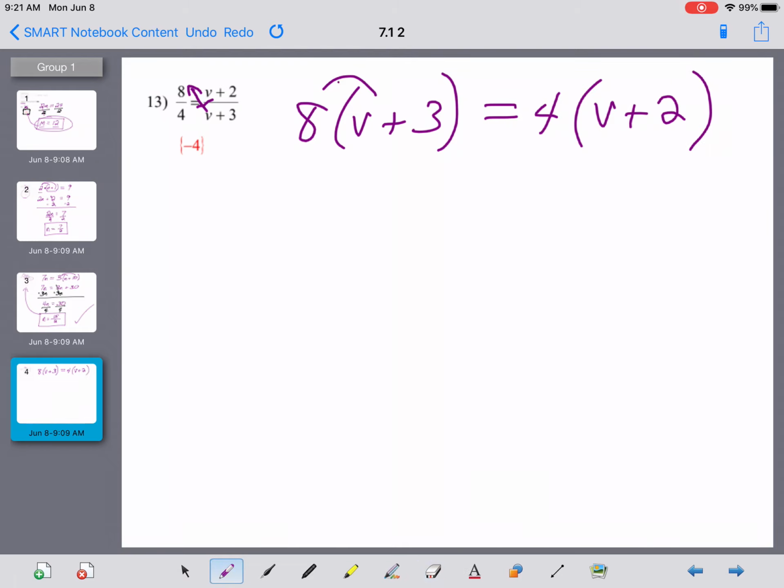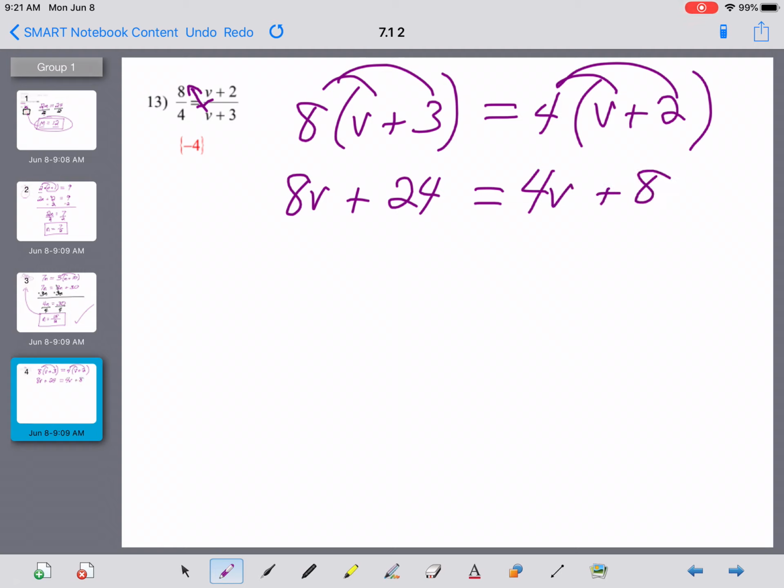Now we're going to need the distributive property, not just on one side, but actually on both sides. 8 times v is 8v. 8 times 3 is 24, equals 4 times v is 4v, and 4 times 2 is 8. All right, we've got variable terms and constant terms on both sides of the equation, so we always want to worry about our variable terms first. We have 8v on the left, 4v on the right. We move the smaller one to the larger one. So we're going to subtract 4v from both sides.